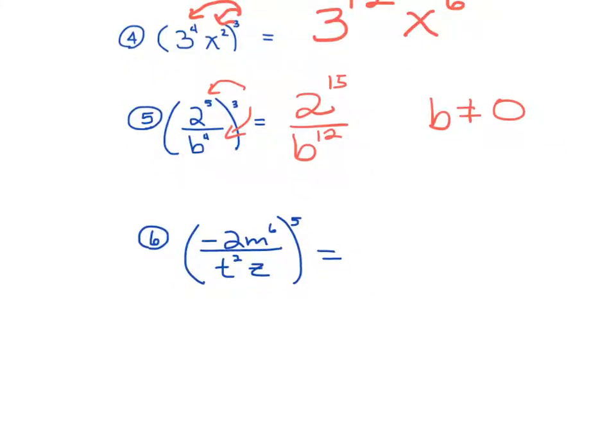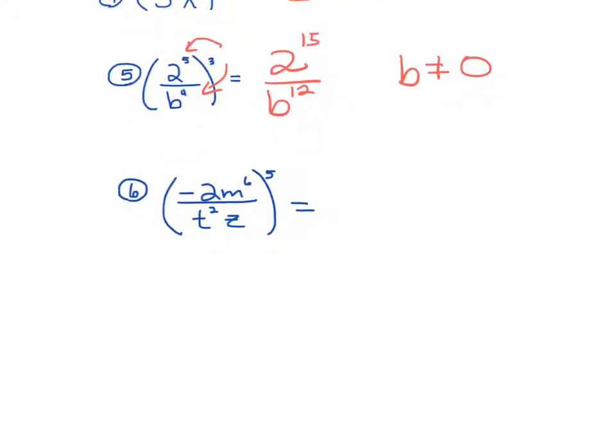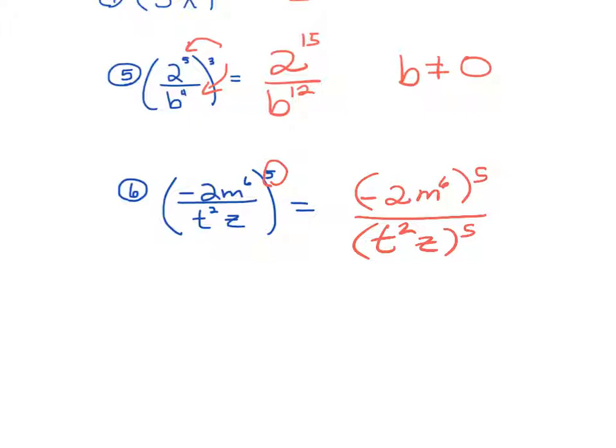The next example is actually a combination of both the product to a power and a quotient to a power. So it's like a combination here. Okay, so the first thing we can do is take this exponent, this power of 5, and separate it. We give the numerator the power of 5, and the denominator the power of 5. Now we can apply that product property, and we can put the 5 on the 2, on the m to the 6, and on the t and the z.